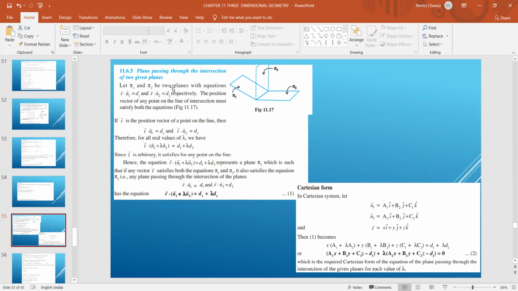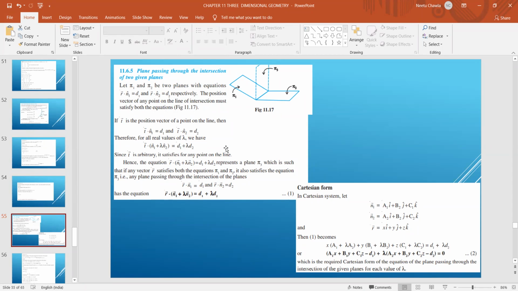Let pi1 and pi2 be two planes with equations. Yesterday we did this, the equation of the plane in vector form: r vector dot n1 unit vector is equal to d1, and the other is similar. The position vector of any point on the line of intersection must satisfy both the equations. Let t vector be the position vector of a point on the line. Then it will satisfy the pi1 plane and the pi2 plane also. So t vector dot n1 unit vector is equal to d1 and t vector dot n2 unit vector is equal to d2.